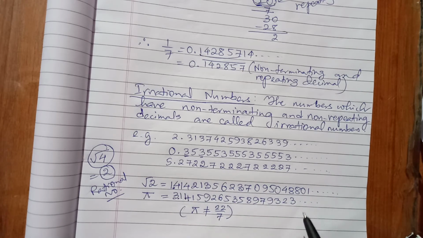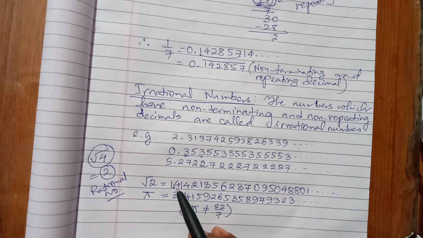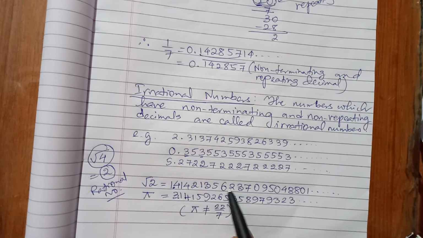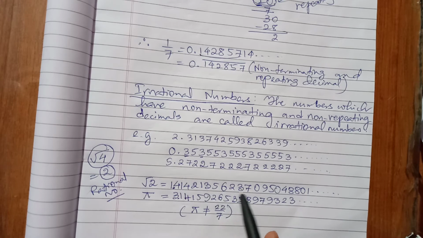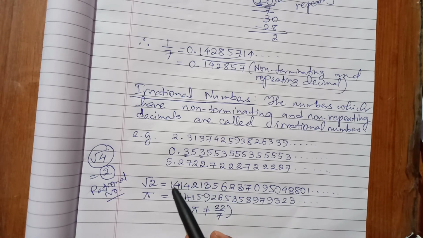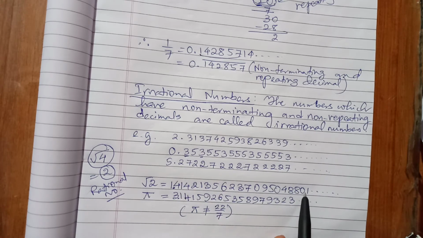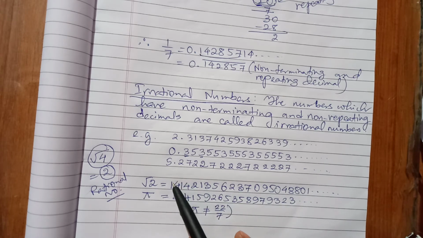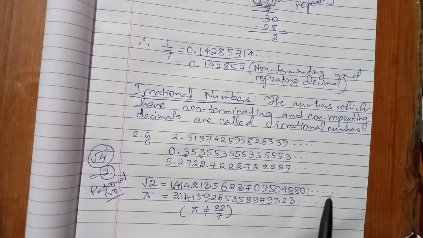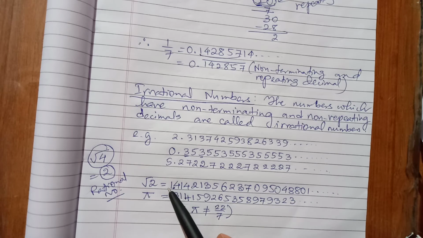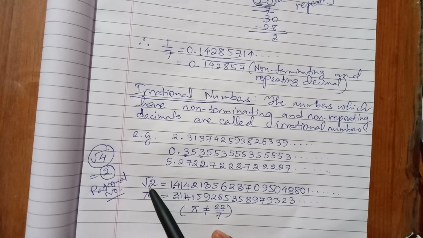And one thing you see, no digit is repeating here. No single digit repeating, or you cannot find any block of digits which is repeating here. So this decimal is an example of non-terminating and non-repeating decimal. So this type of decimal is called your irrational number. That's why this root 2 is called your irrational number.